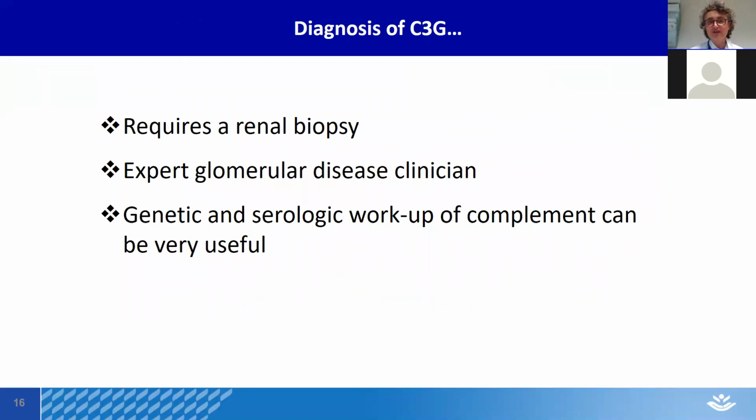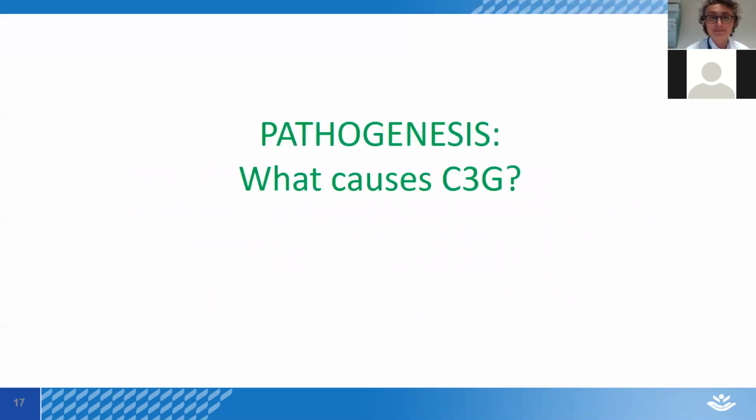So diagnosis of C3G requires a renal biopsy. It requires expert care. So you need to look for a nephrologist who is an expert in glomerular disease, because these are very rare conditions. And another important thing is that to pinpoint and better define the complement abnormality that is upstream of what is then happening in the kidneys, both genetic and serologic, which means measuring different complement components in the blood, a workup can be very useful, and it should be performed in expert hands.